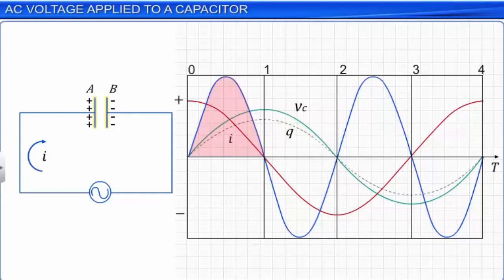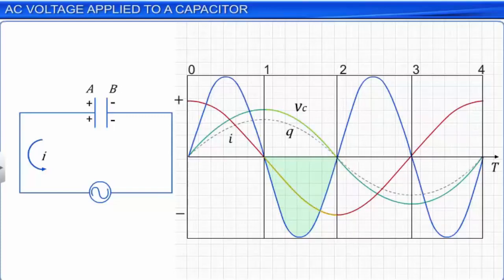In the second time interval, 1 to 2, the current changes direction. Thus, the accumulated charges on the plates reduce. The voltage reduces but remains positive. Since the voltage is positive and the current is negative, power is negative.